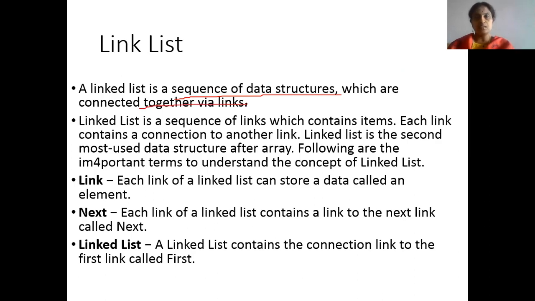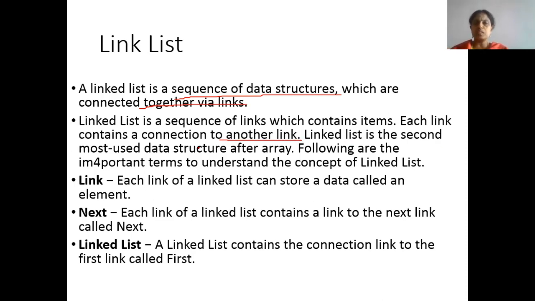Link means address. Where will the first node address be? In the head node. Where will the second node address be? In the first node. So from the head node, I should come to the first node, then only I will know the second node address. When I come to the second node, then only I will know the third node address. So it is connected via links, and we call this concept a linked list. Each link contains a connection to another link. So every link will have the address of another link.